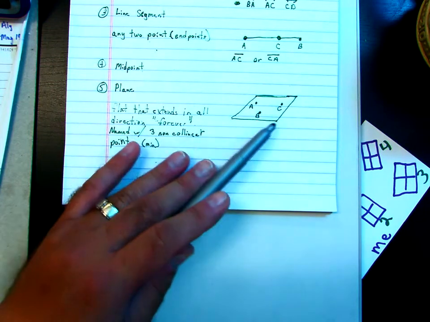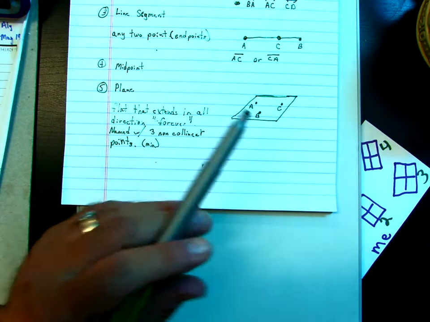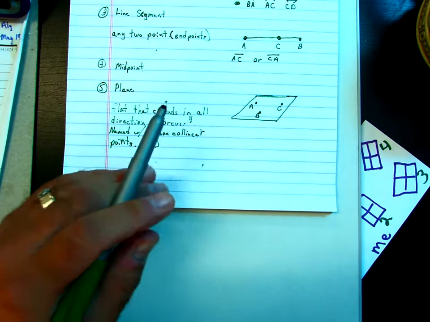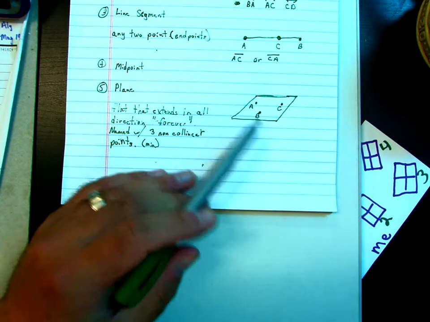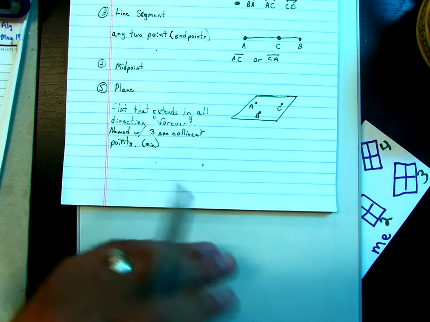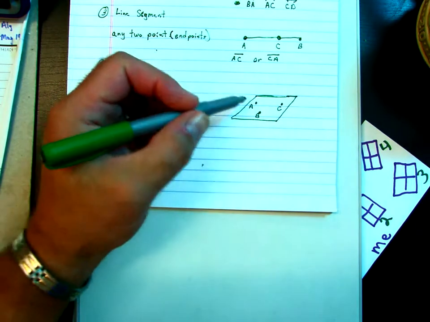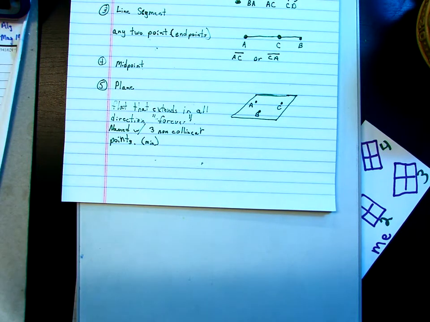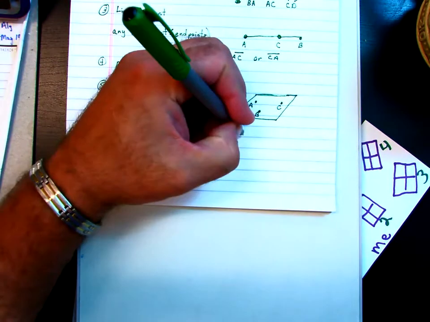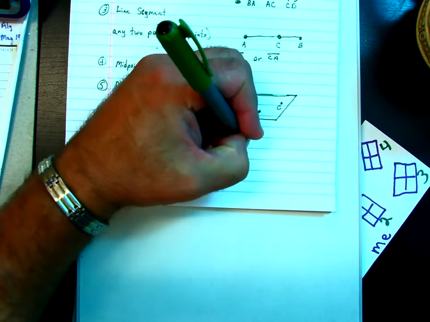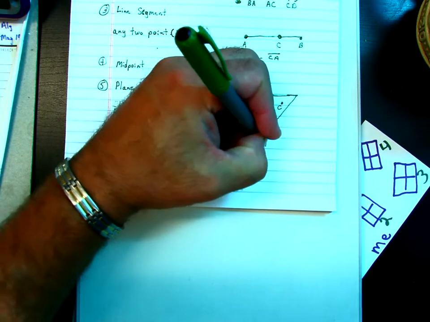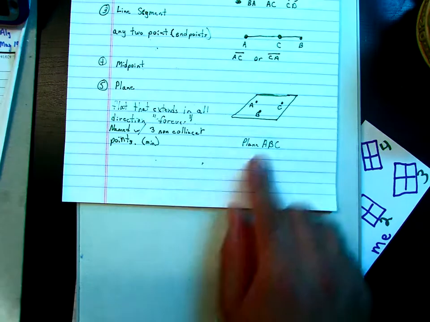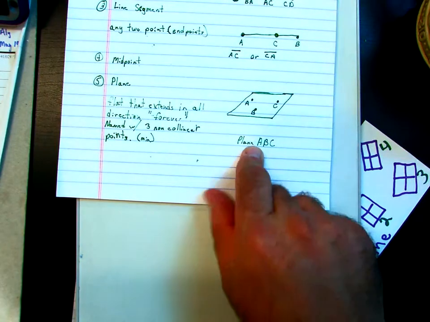Like these 3 can't be collinear. That doesn't mean they all have to be non-collinear. It just means at least one of them can't be on the same line. And hopefully you know that when I draw this, A, B, and C are not on the same line. If I were to draw a line from A to B, C is not on it. If I draw a line from B to C, A is not on it. So this would be plane A, B, C.